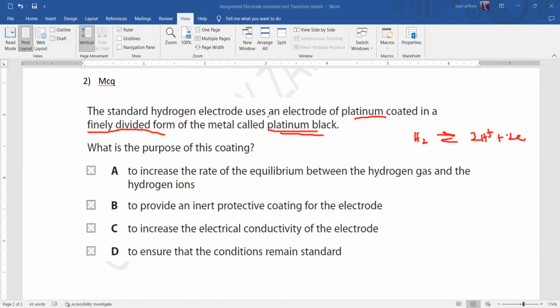So what is the advantage of having this finely divided form of the metal, platinum black? It will have a small particle size and large surface area, so it will increase the rate of reaction. That's why option A will be the right answer.